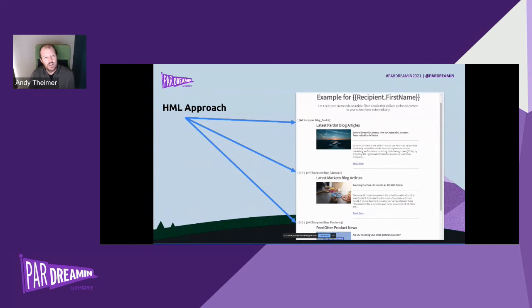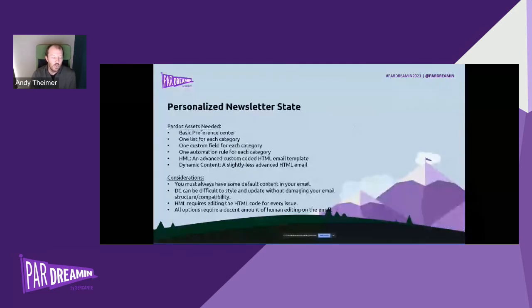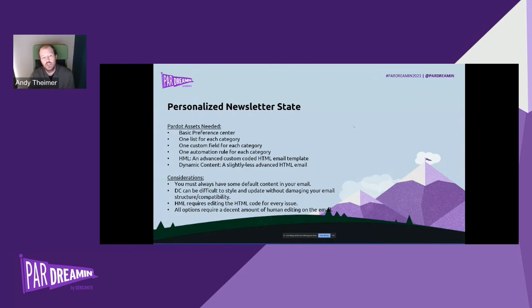So where does that leave us when you want a personalized newsletter? We capture the preferences with a preference center. We need 1 list for each preference. We need 1 custom field for each preference. And then we actually need 2 automation rules for each preference. 1 to operate when people join the list, and 1 when people leave the list to update those custom fields. And again, the custom fields are necessary in order to flag or show and hide the content, no matter whether you're using HTML tokens or the dynamic content feature built into Pardot.